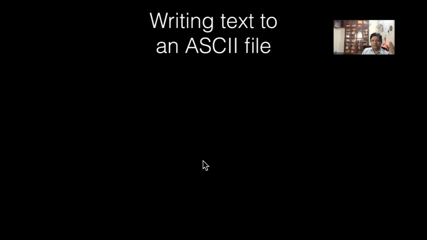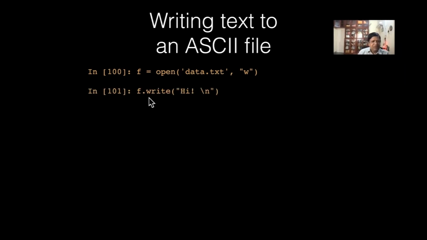So let's see how Python works, how to write text to an ASCII file. I'm going to put it on the hard disk. So I'm writing a text. I open the file first and I put access mode as W. Now, just say f.write. So f is an object and the function on that object is write, and then the string.